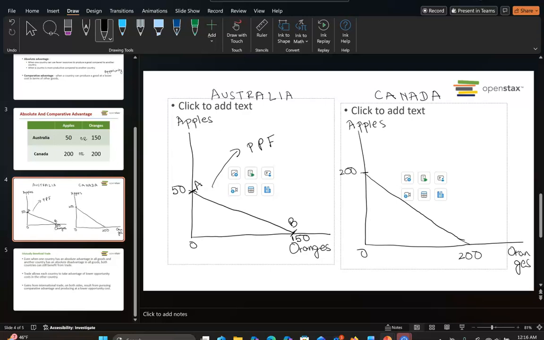Compare that to Canada. Let's say this is point C and this is point D. Canada can be at point C producing 200 apples and 0 oranges, or it can be at point D producing 200 oranges and 0 apples. So this is the production possibility frontier for Canada.